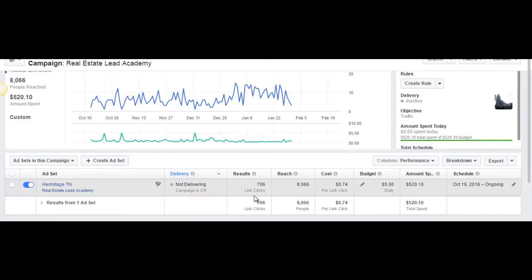So we had 706 clicks to one of our Facebook ads, and it cost us 74 cents per click. So from October the 19th until January 31st, we spent $500 in marketing, $5 a day. And let me show you the results that came from that.